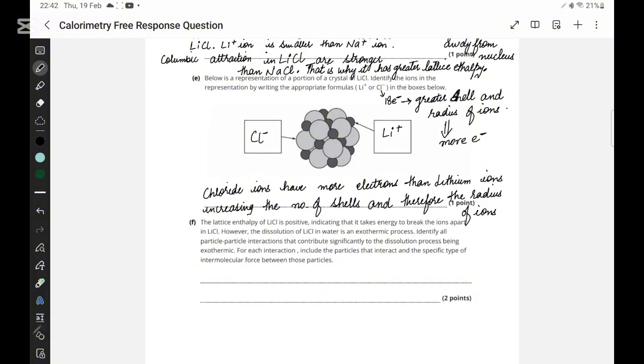So the lattice enthalpy of LiCl is positive, because in lattice enthalpy the bond has been broken. When the bond has been broken, this process is endothermic, and delta H is positive. Why endothermic? Because the bond is breaking to form Li+ in the gaseous state plus Cl- in the gaseous state. Then what happens further?